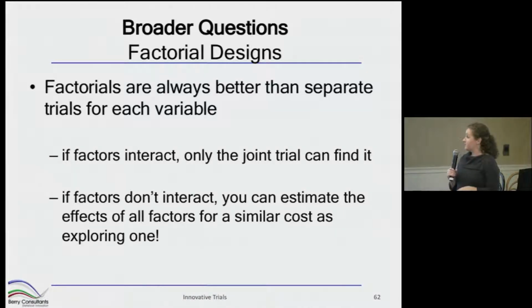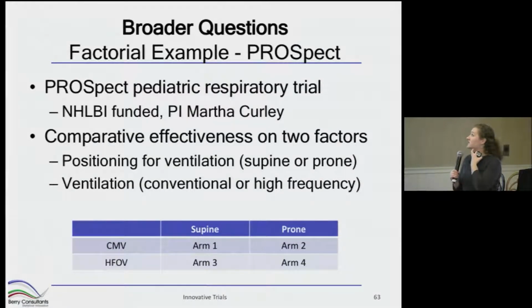And so if the factors really do interact, only a trial that looks at all of them, only a factorial design, is the answer to finding that interaction. If these factors don't interact, you can still estimate the effects of all of the factors, and the nice thing about a factorial design is that the cost is actually similar to if you just explored all of them independently. So an example of this type of design is called the PROSPECT trial.